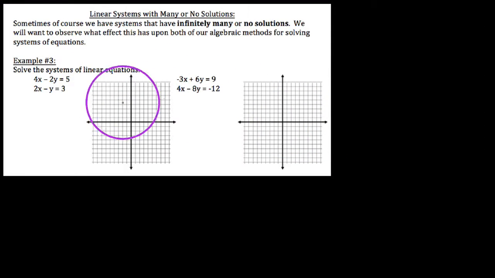Okay, YouTube, in this last video we're going to continue solving linear systems in which we have two equations and two variables, but we're going to look at systems that come out to have infinitely many or no solutions and what that looks like when you solve them algebraically as opposed to graphically.